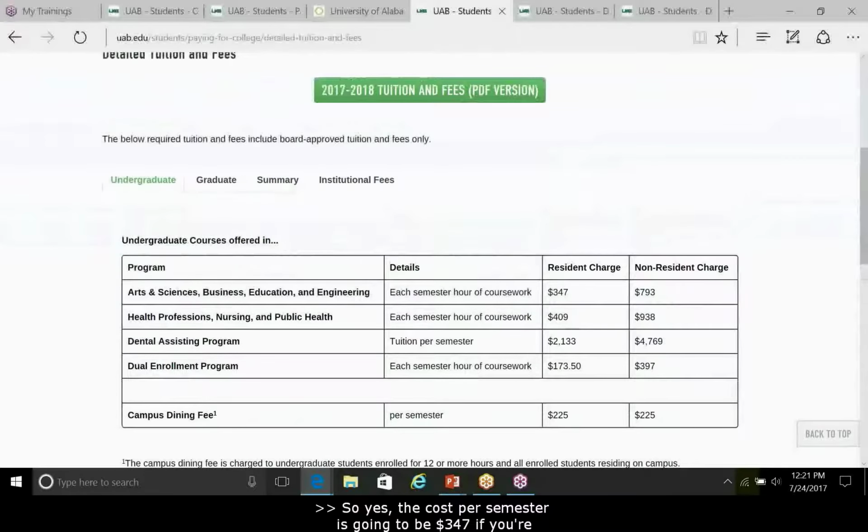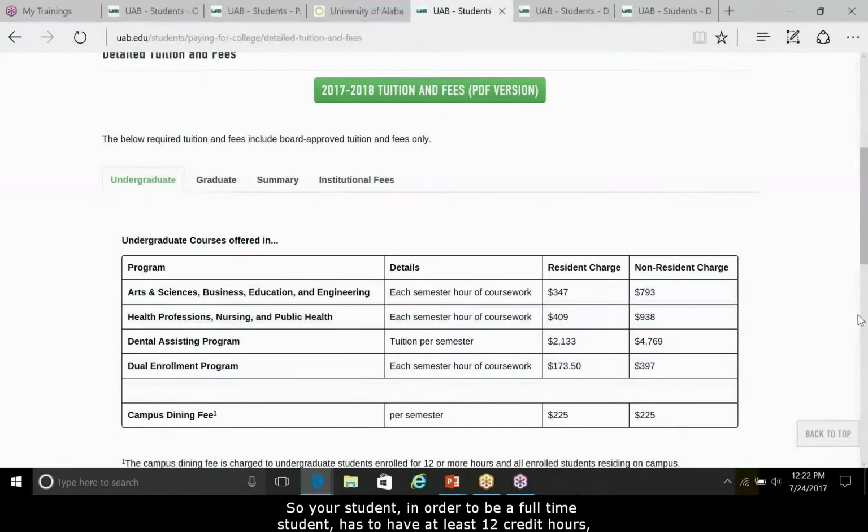So yeah, the cost is going to be $347 if you're in a College of Arts and Sciences program, business, education, engineering. If you're in nursing or public health, it'll be $409 per semester hour. If you're out of state, you can see that those charges are different, $793 or $938, depending on what program you're enrolled in. And again, those are per credit hour.